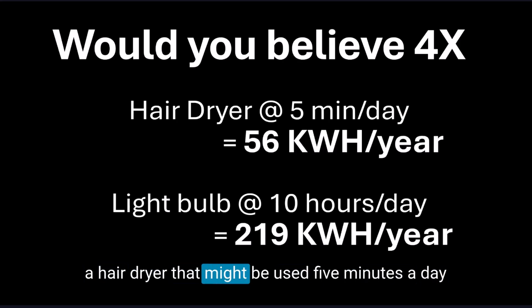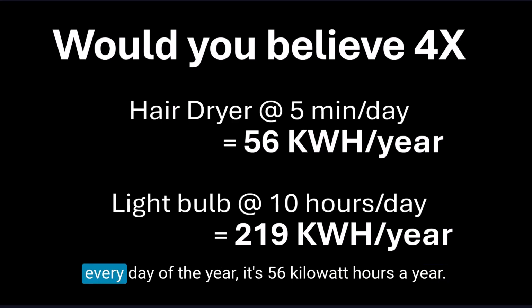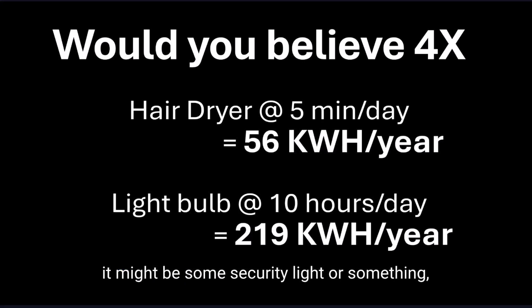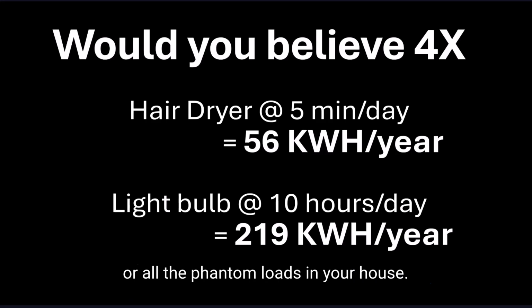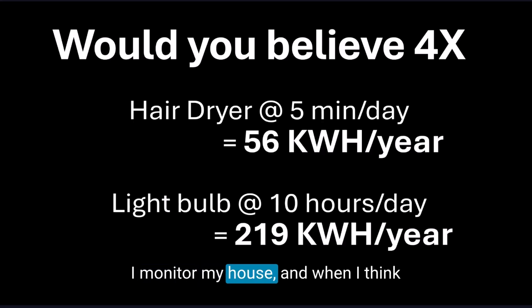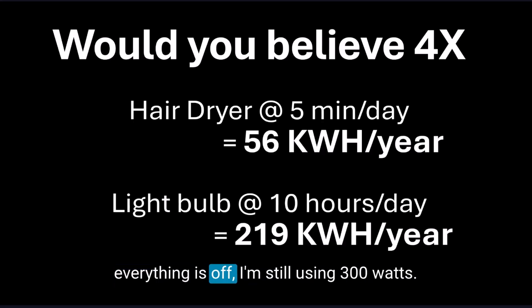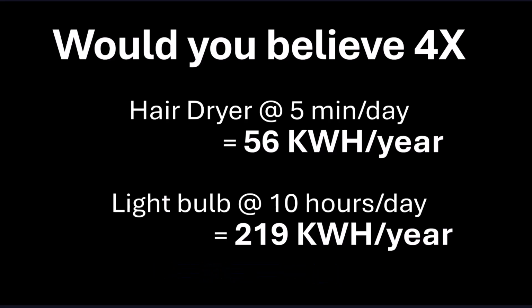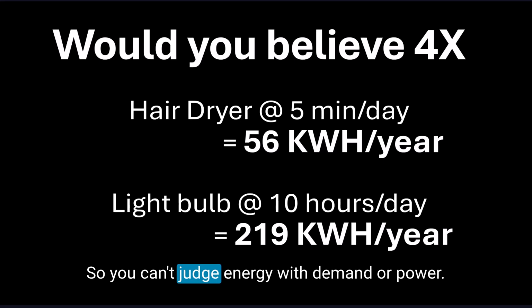Take a hairdryer that might be used 5 minutes a day. Every day of the year, it's 56 kilowatt hours a year. And that 60-watt light bulb, on 10 hours a day, it might be some security light or something, or all the phantom loads in your house. I monitor my house, and when I think everything is off, I'm still using 300 watts. So it's to keep your TV warm enough to turn on quickly and so forth. So you can't judge energy with demand or power.